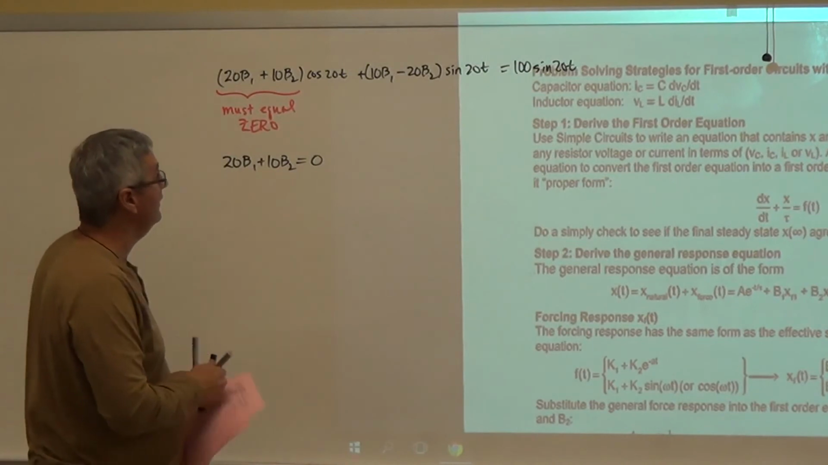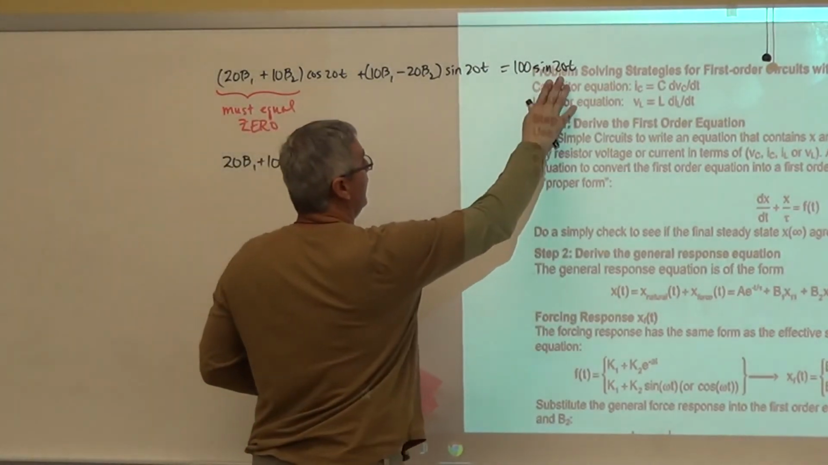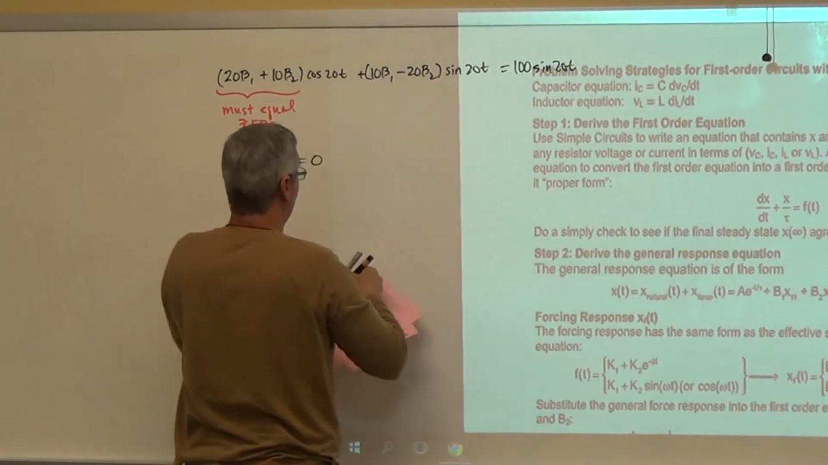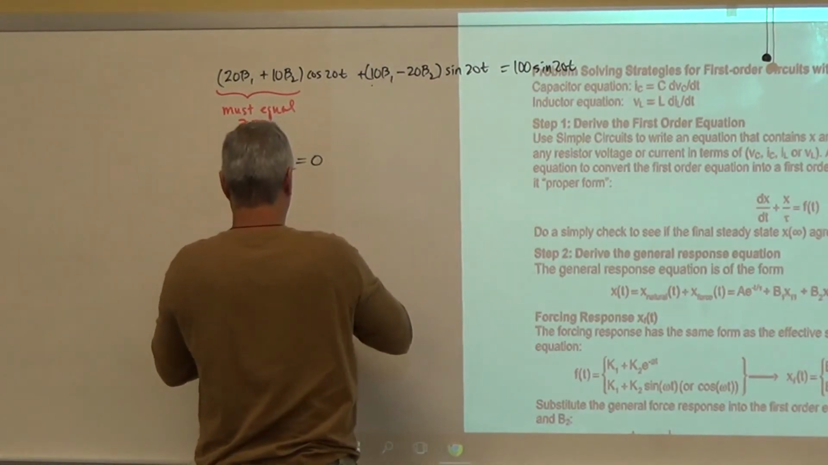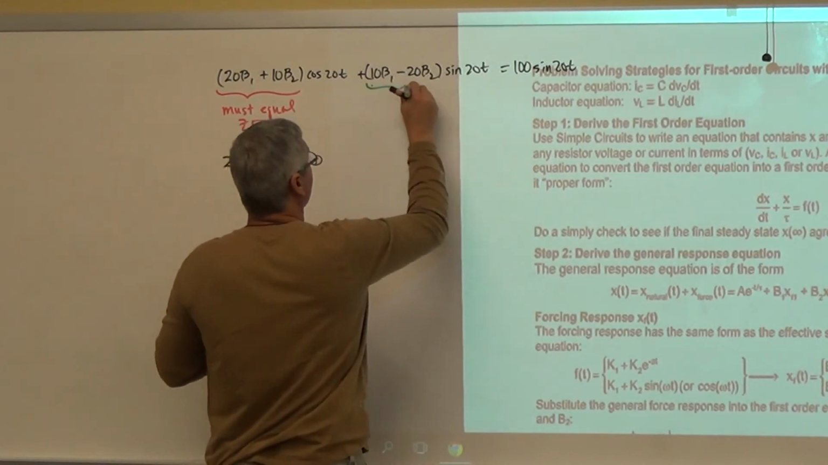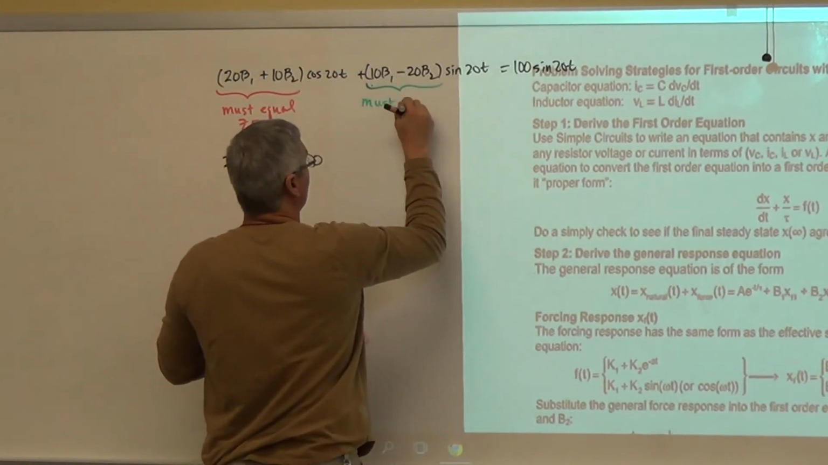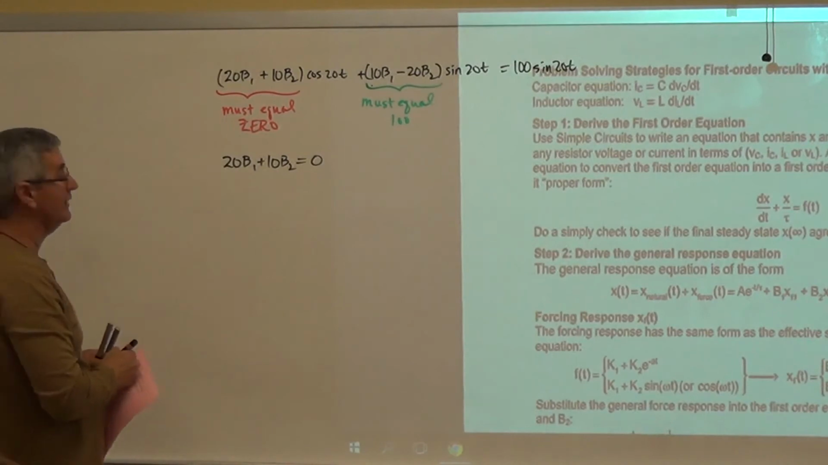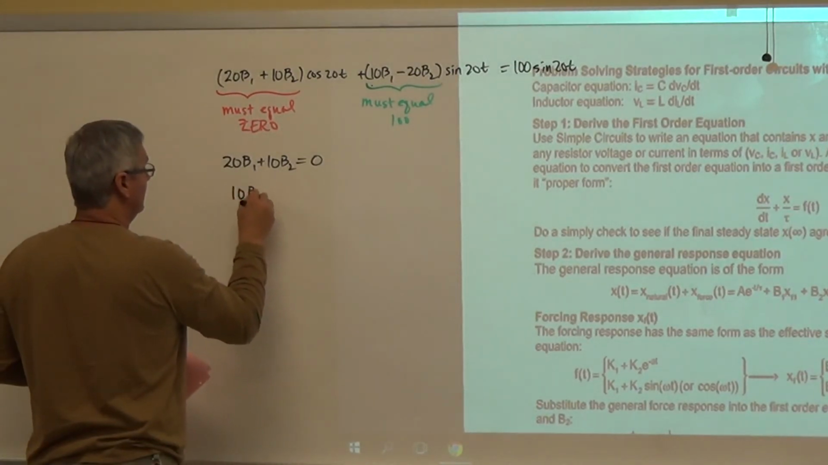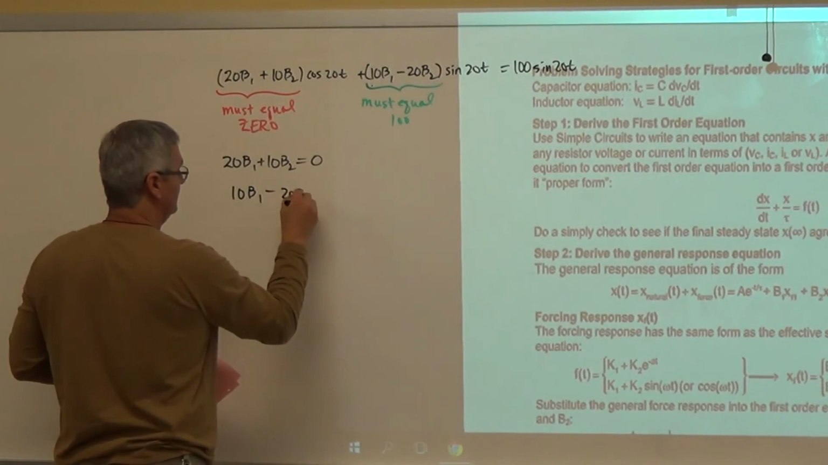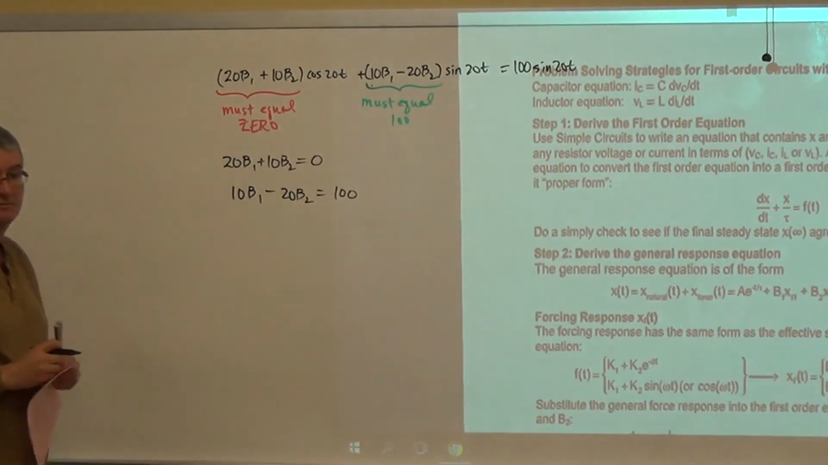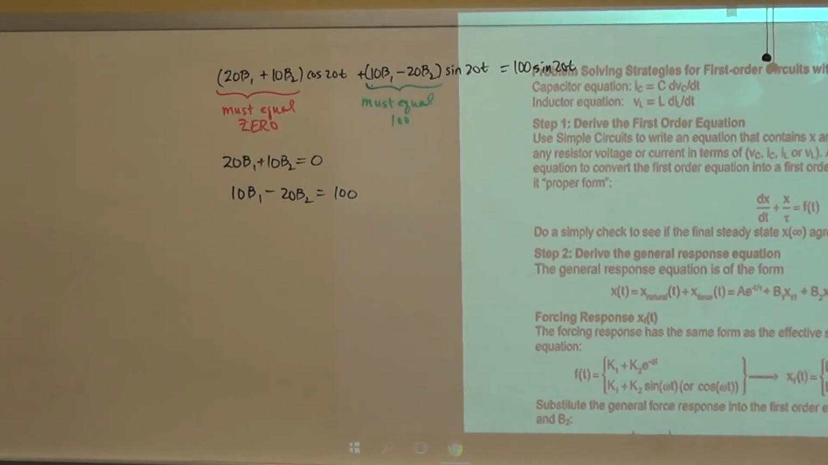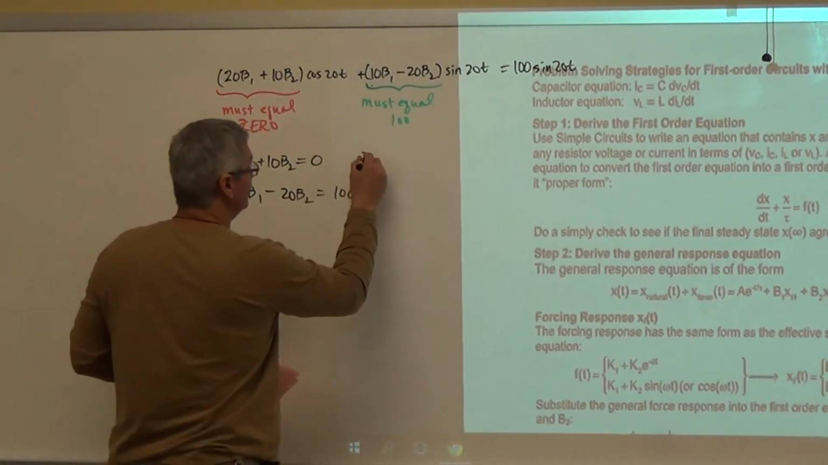Now if I look over here, you can see that the sine 20 term, the cofactors have to equal. So this here must equal 100. So if I write this equation here, I can write this as 10b1 minus 20b2 has to equal 100. So just to get my coefficients b1 and b2, I got a 2 by 2 matrix. There's a lot of ways to solve this thing. I'm going to let you figure it out.